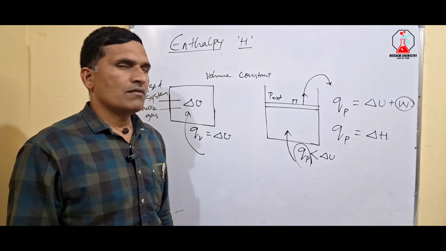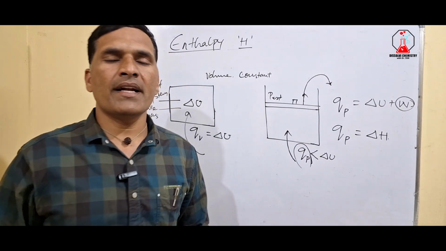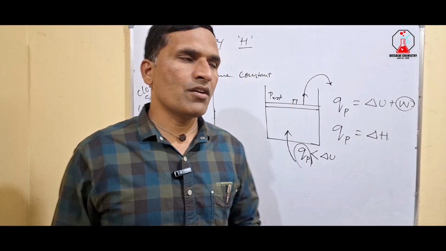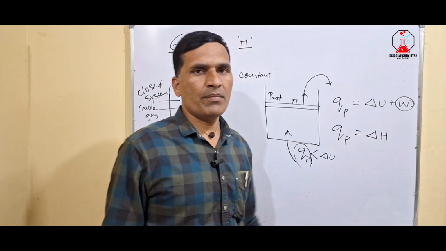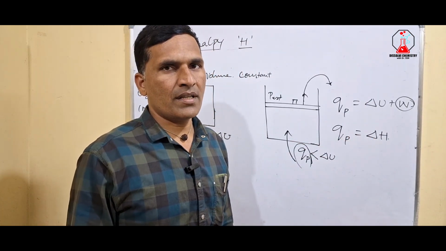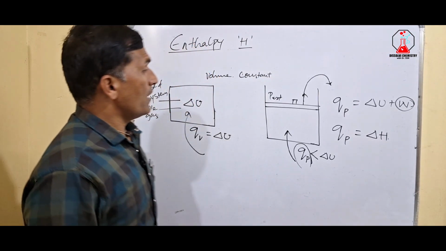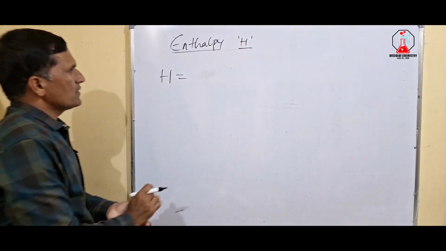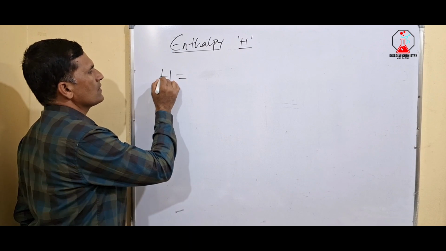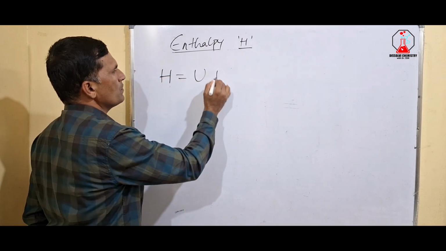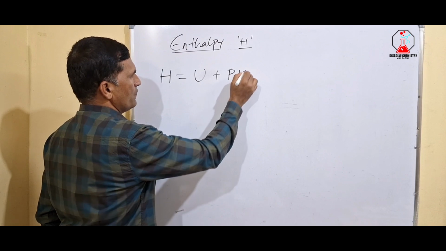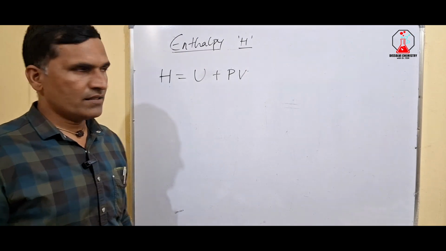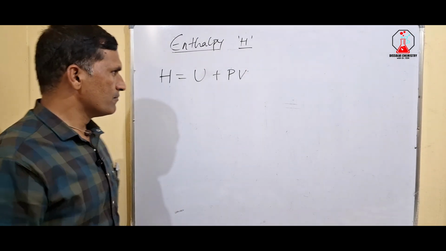Whatever Q amount of heat is absorbed at constant pressure by the system, that Q amount of heat we call the change in enthalpy of the system. And that enthalpy, let us define the term. This enthalpy is defined as H is equal to U plus PV. Pressure volume work, already we have discussed this. What do you mean by PV work?